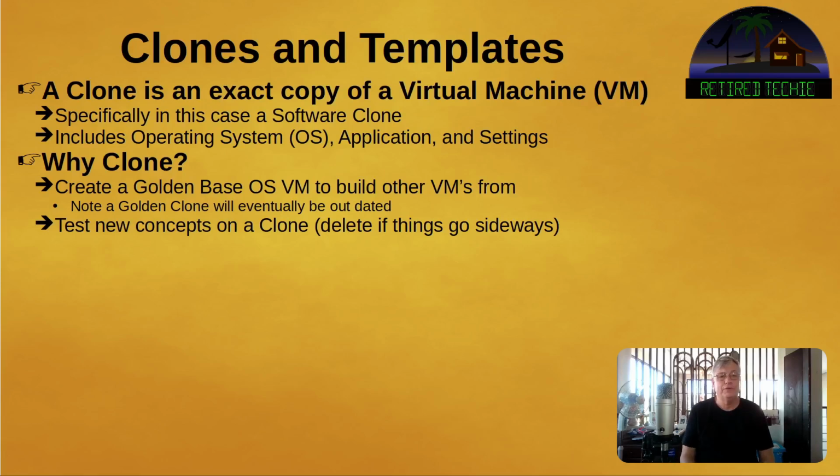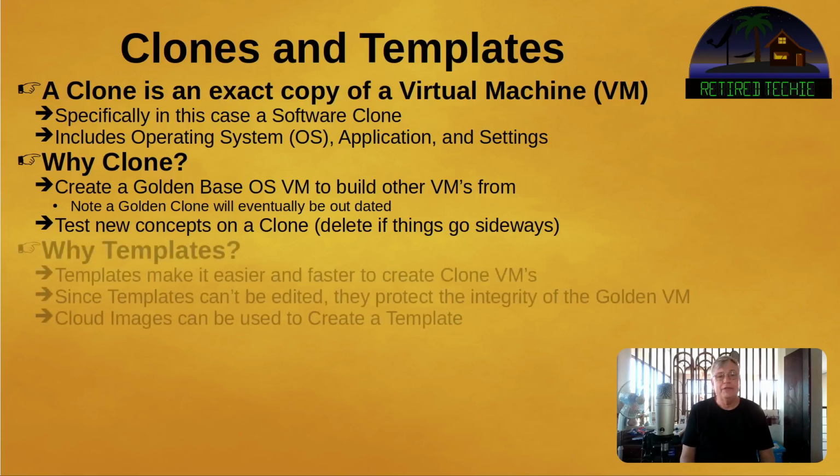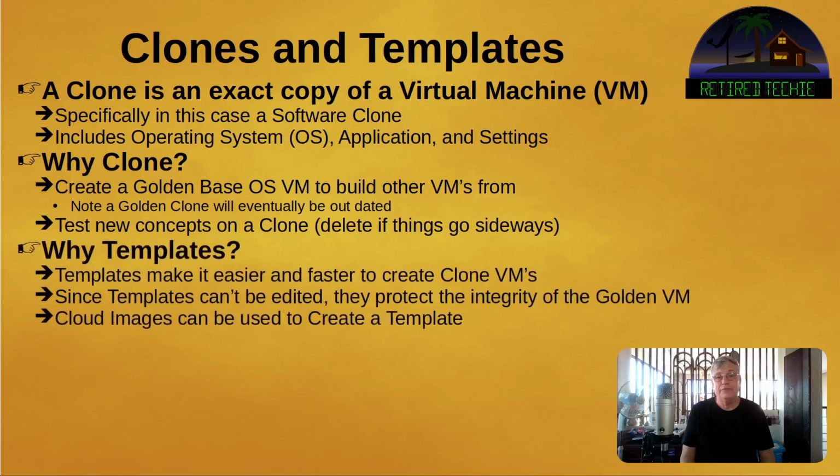Now, a template's a little different from a clone. Templates make it easier and faster to create a VM. A template is made from a clone, and while it takes, at least for me so far, about 20 to 30 seconds to clone a VM, a template usually clones in about 5 seconds. Since templates can't be edited, they protect the integrity of your golden image.